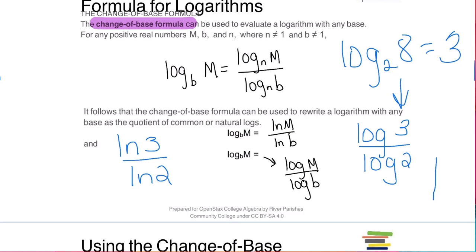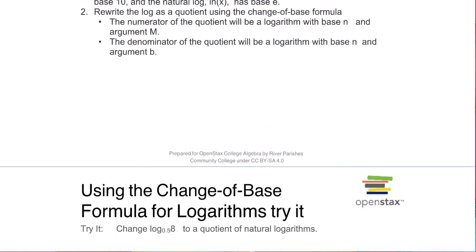That is where you rewrite a logarithm with a base other than 10 or e as a quotient of the log, either base 10 or base e, of the larger number. And when I say larger, I mean the larger font, and then divided by log base 10 or base e of the base. Okay, so let's look at a couple.